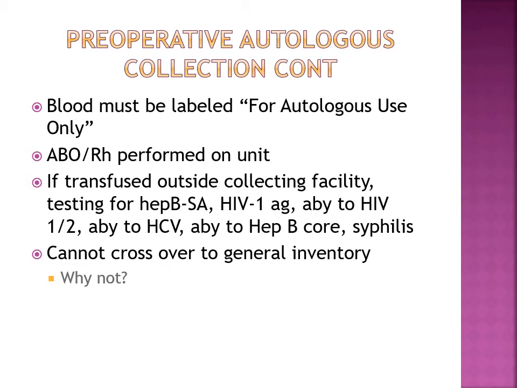The ABO and Rh are performed on the unit. For the most part, it is transfused outside the collecting facility, and when it is, it's tested for the regular hepatitis B surface antigen, the HIV-1 antigen, the antibody to HIV-1 and 2, the antibodies to HCV, the antibody to hepatitis B core, and syphilis. And it cannot cross over to general inventory. Why is this? Because it's labeled for autologous use only. We cannot label it for something that it's not, because it's a drug, it's been prescribed. We can't just give that to the regular population.